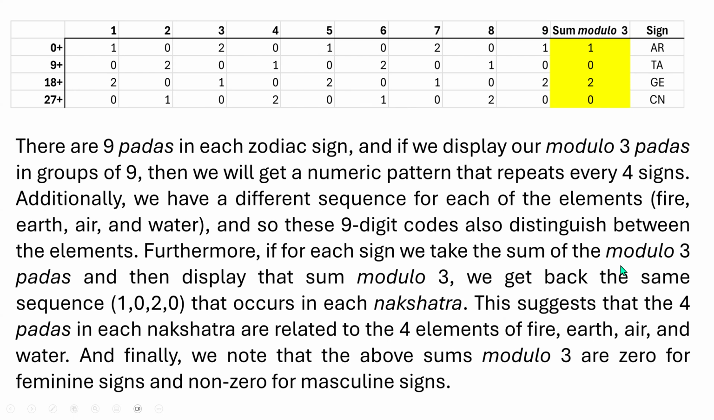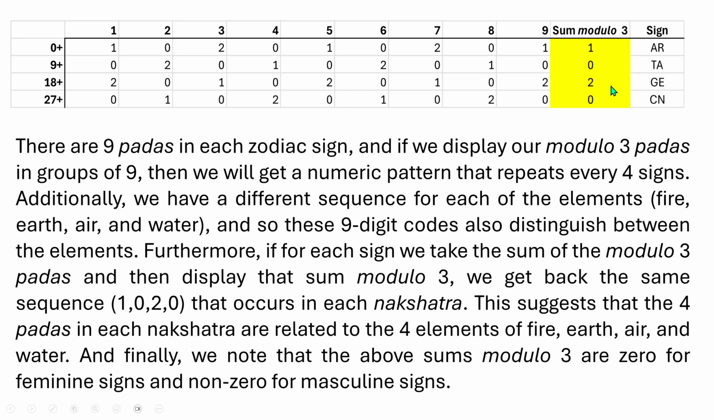Furthermore, if for each sign we take the sum of the modulo 3 padas, just add these up, and then display the sum modulo 3, we get back the same sequence 1020 that occurs in each nakshatra. This suggests that the 4 padas in each nakshatra are related to the 4 elements of fire, earth, air, and water. Finally, we note that the above sums, modulo 3, are 0 for feminine signs and non-zero for the masculine signs. For instance, for Taurus and Cancer, the sum modulo 3 was 0. For Aries and Gemini, the sum modulo 3 was not 0.